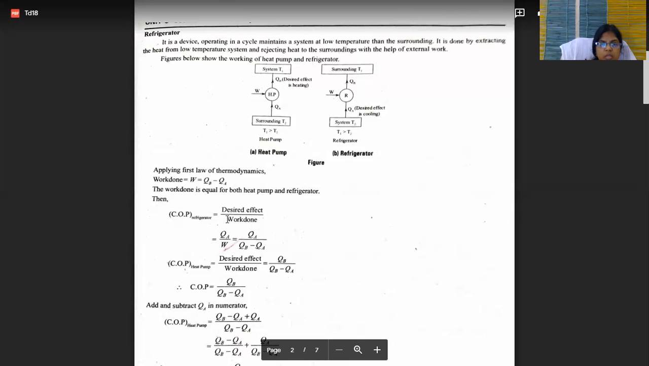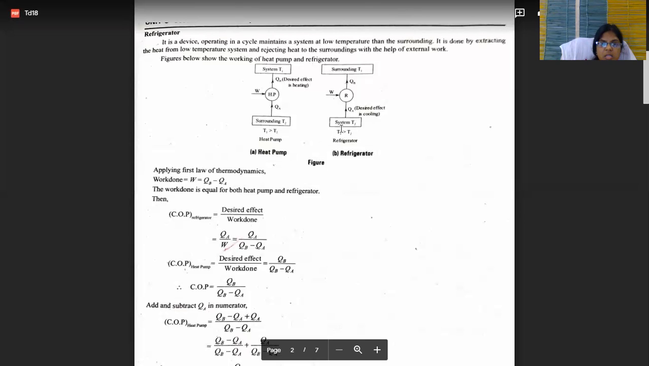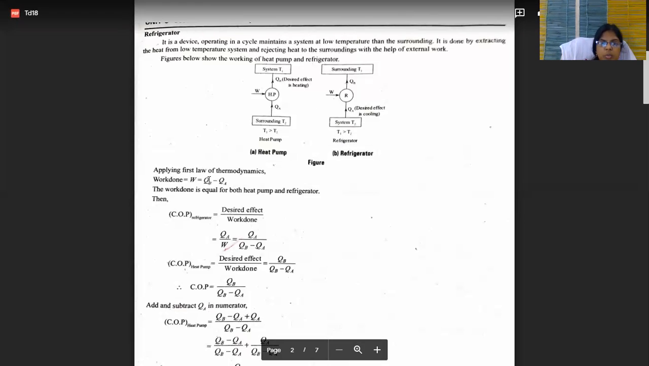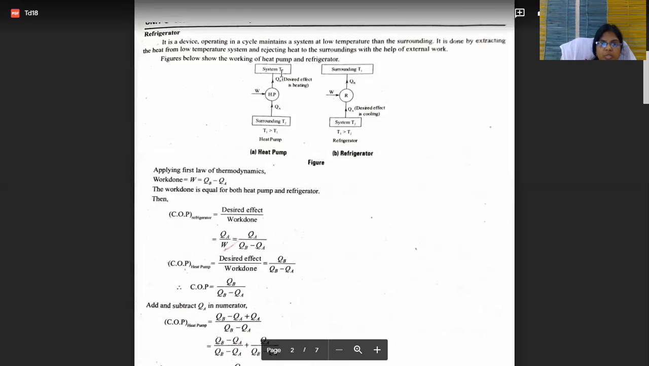Okay, COP of refrigerator. What is the desired effect? Sink. Sink is our desired effect. What is our sink? Sink is our system. And what is the supply of heat? QA. Desired effect is nothing but QA here, divided by work done, which is QB minus QA. So desired effect in refrigerator system is the sink, and sink is nothing but the system. So desired effect in refrigerator is sink, desired effect in heat pump is source.